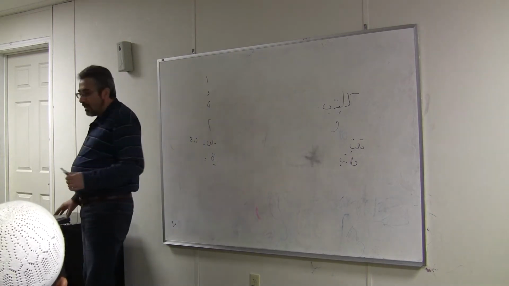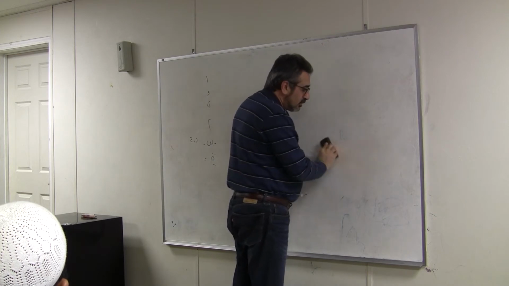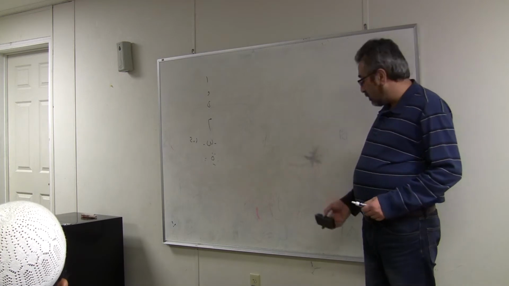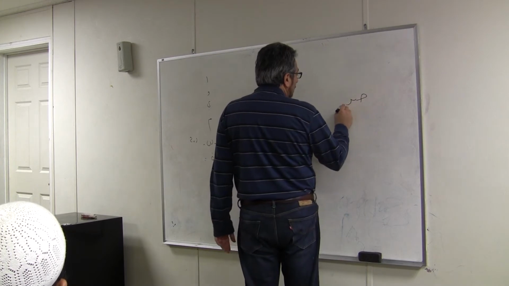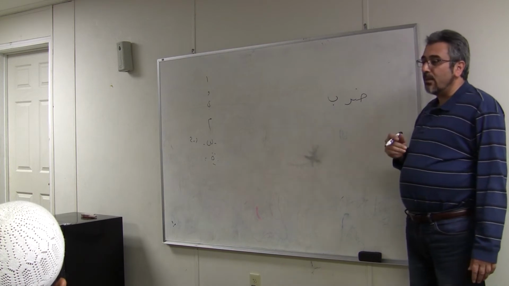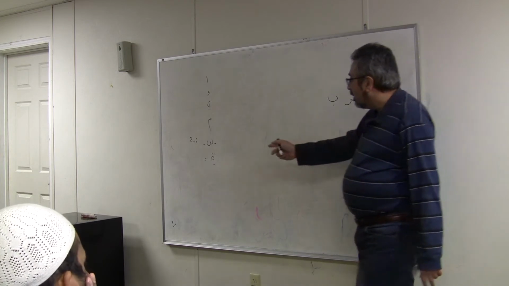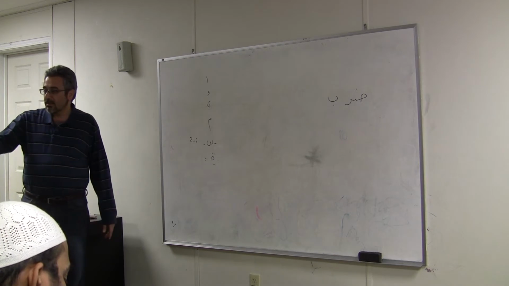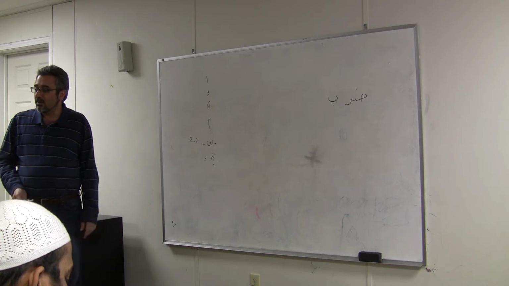These are the constructs that get added, and your homework was to take an Arabic word and add to it some of those constructs. We said daraba is one word. Daraba is to hit somebody. Let's add to it one of these things, and let's see what kind of meaning we get.